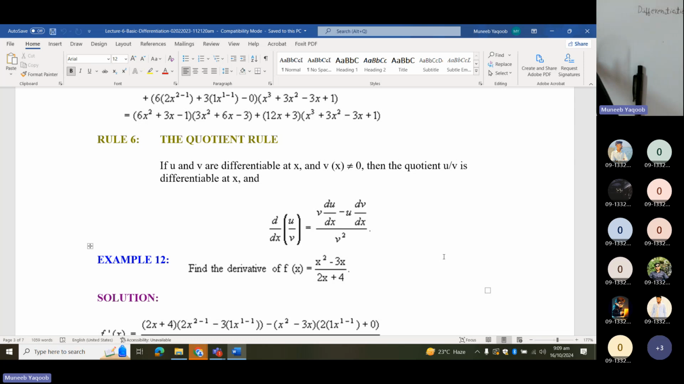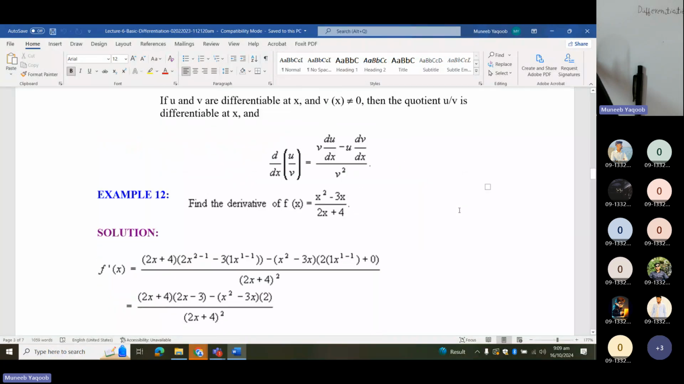So if we are to differentiate a function which is in the form of a fraction, what we will do, we will find the derivative of the numerator, we will multiply it with the denominator v, then we will calculate the derivative of the denominator, that is dv by dx, and we will multiply it with the numerator u. The two things will be subtracted from each other, and then the denominator will be the square of the denominator of the original function, that is v square. Okay. So coming to example 12, so that we can practice this rule.